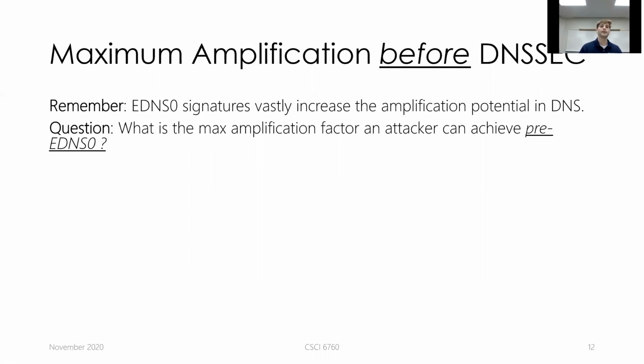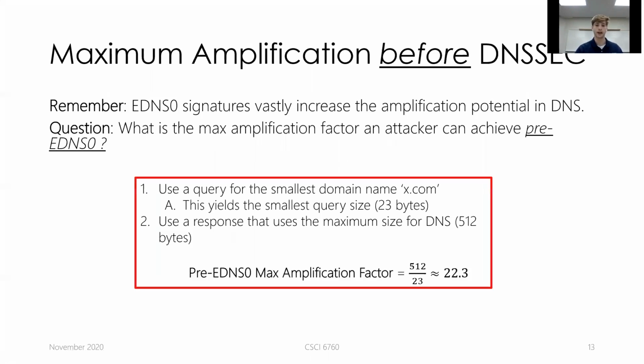So my question would be, what is the max amplification that an attacker can achieve before DNSSEC and before eDNS0? And the answer to that, how we're going to do that, is we're going to take a query for the smallest domain name imaginable. Let's take x.com. This is going to yield a query size of about 23 bytes.